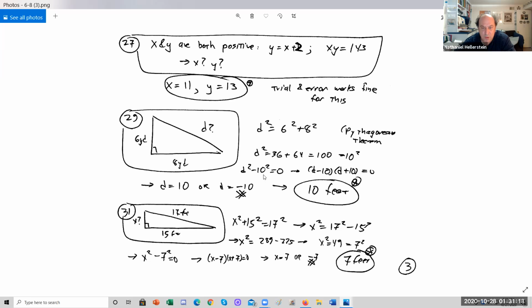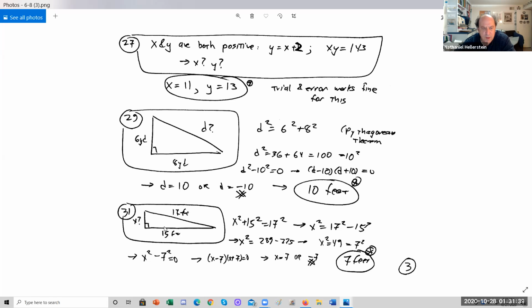Then transpose the 10: d squared minus 10 squared equals 0. So d minus 10 times d plus 10 is 0. So either d is 10 or d is negative 10. Negative numbers don't work because we're dealing with lengths. So this positive solution works. The distance is 10 feet.